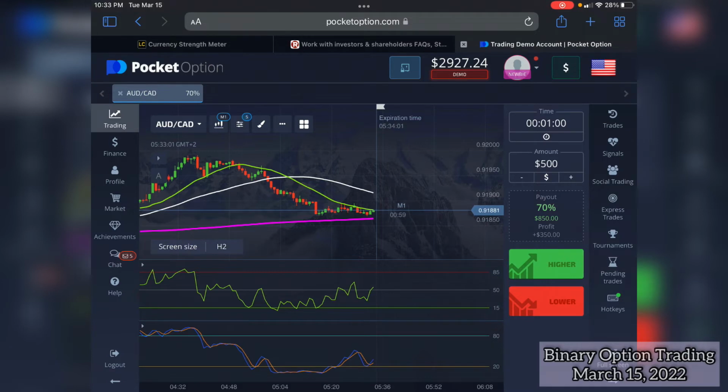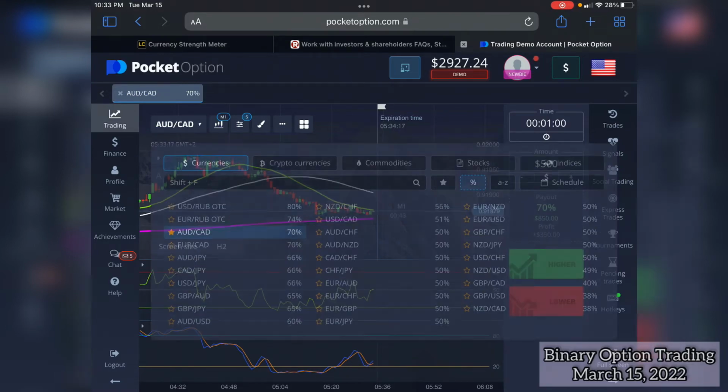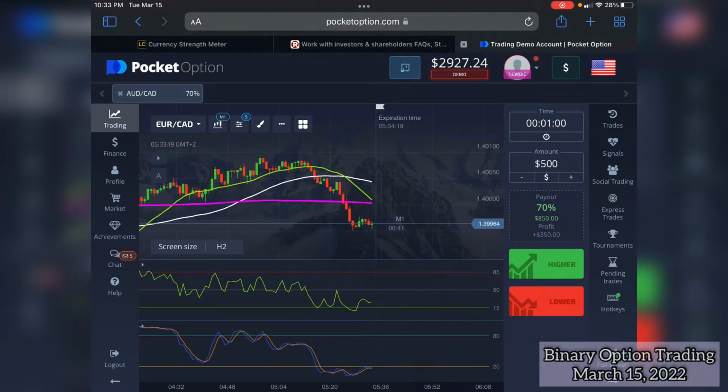As you see on AUD CAD, everything is trying to go up, but you don't want to get in yet, simply because you at least want to let the RSI pass the 50, and you want to make sure your green line is passing that white line. As you see right here, this is on the downtrend, so that means you should be taking nothing but sells from here on out.